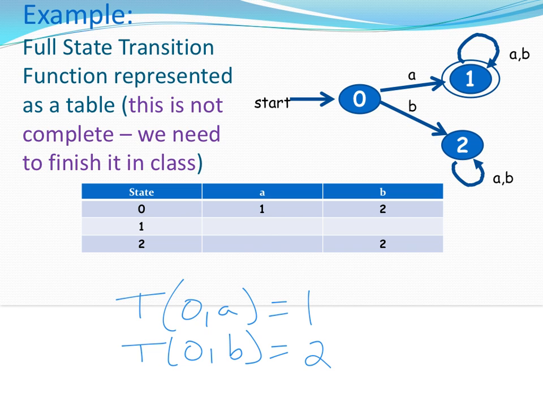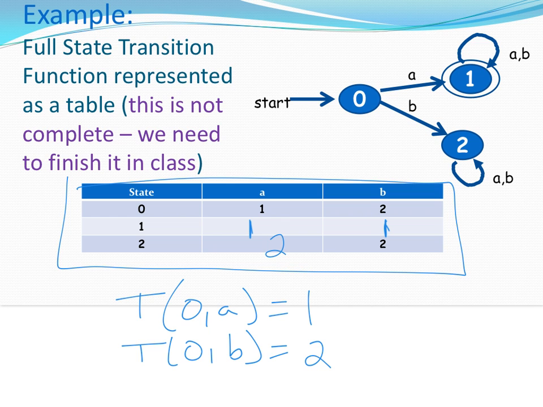So let's look, what do we got to fill in? If we're at 1 and we see an A, we stay at 1. If we are at state 1 and we see a B, we also stay at 1. If we are at state 2 and we see a B, that's already filled in. If we're at state 2 and we see an A, we also end up at state 2. Okay, so there's our full transition table. Pretty easy, right?